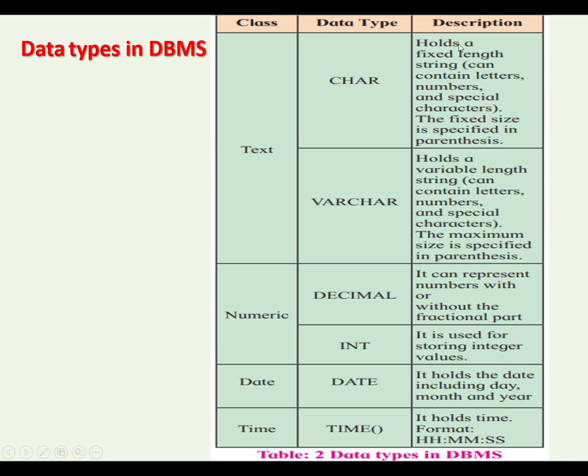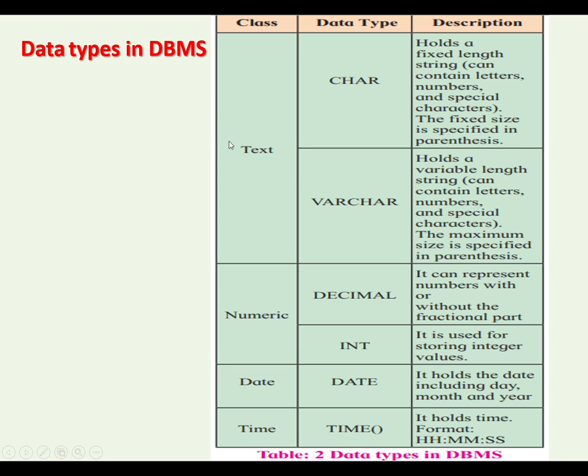Okay, so it holds a fixed length string, can contain letters, numbers and special characters. The fixed size is specified in the parenthesis. So when you think that data must be of 4 characters, you will add char, and in a parenthesis you have to mention the number of characters which you want to accept from the user. So strictly your database will accept that many characters from the user.